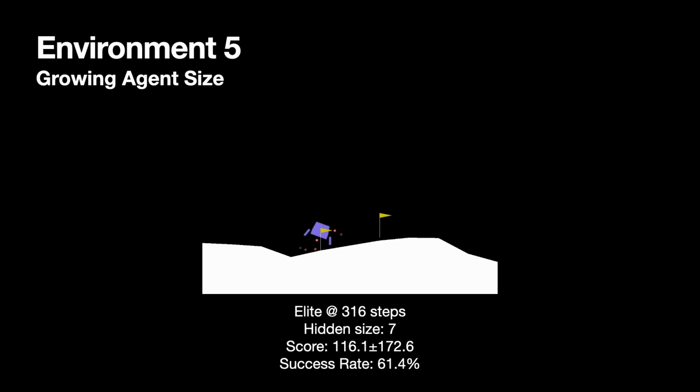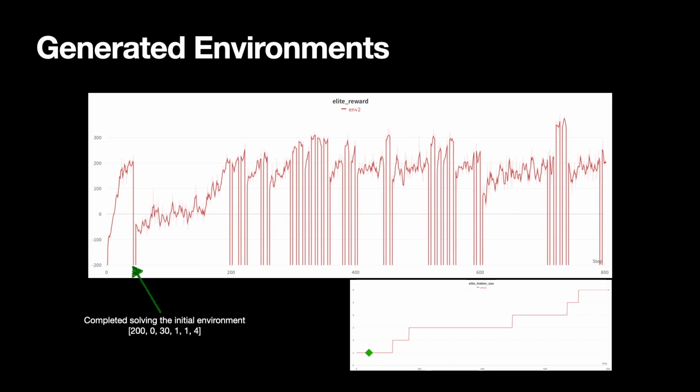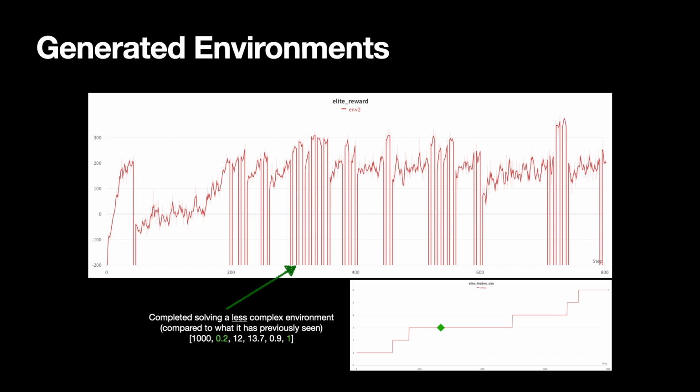Next, let's see how agents performed on subsequently generated environments. Here we see that environment 2 was solved with a hidden size of 1. The next generated environment was more complex and the agents grew to a hidden size of 3 before being able to solve it. After this, the agents were able to solve several environments very quickly with a network of the same size, with the same hidden size of 3.